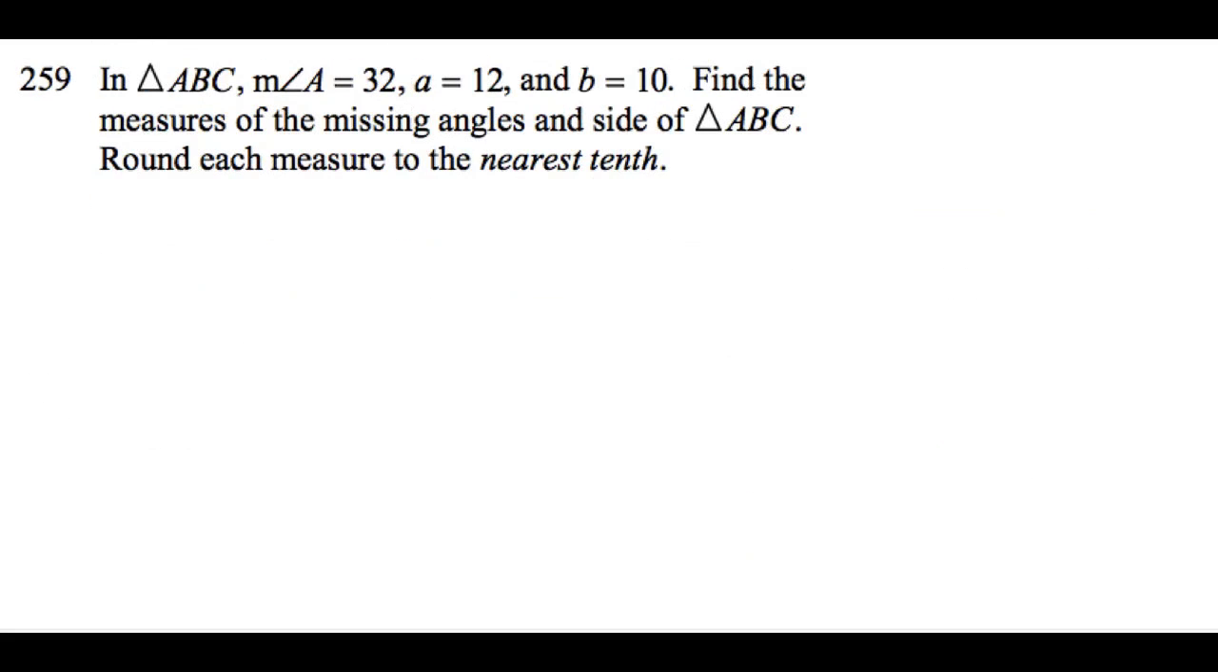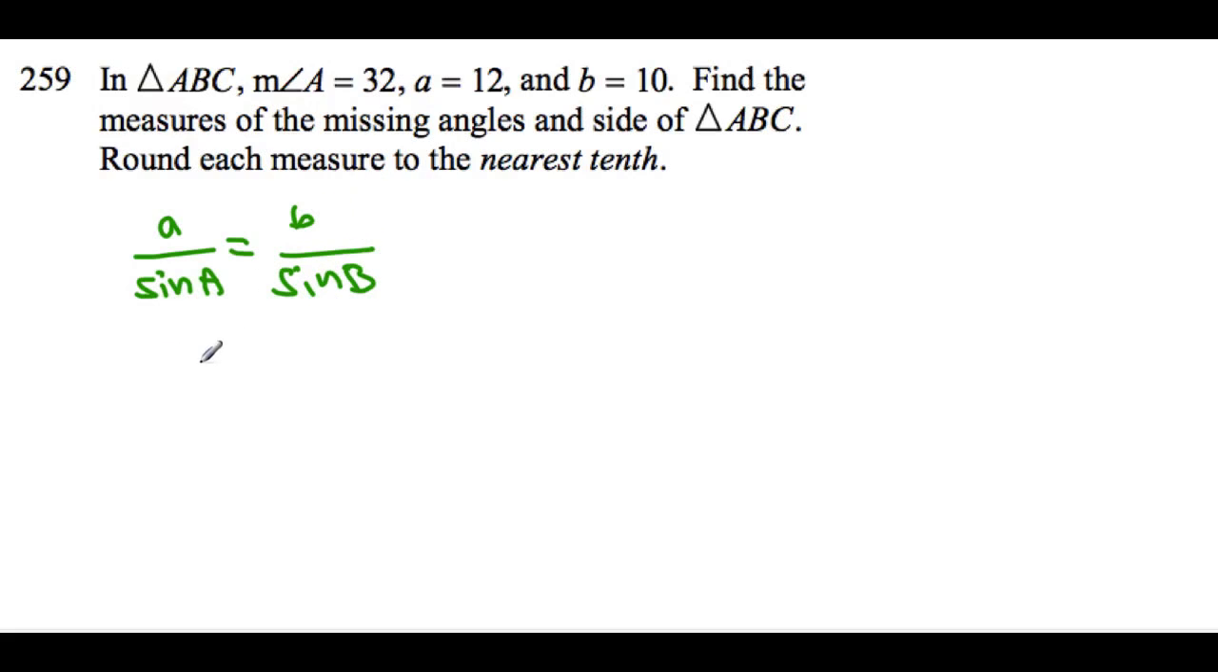Alright, 259. We have a triangle with sides A and B, and an angle. Find the measure of the missing angles. So we have side A and angle A, but we don't have the angle B. What we can do is use the law of sines to figure out the angle B. So here we get A over sine of A must be equal to B over sine of B.